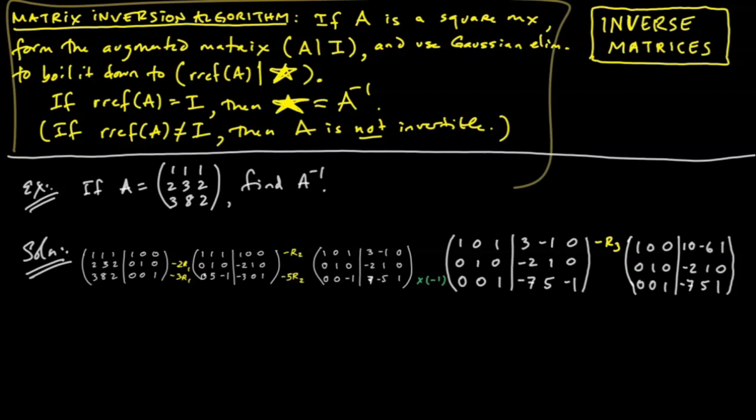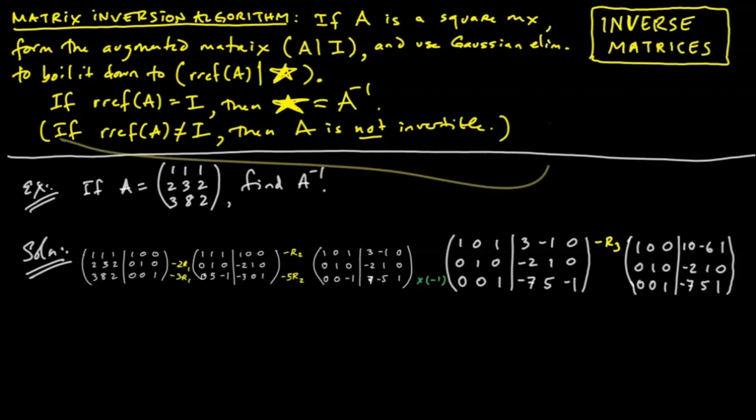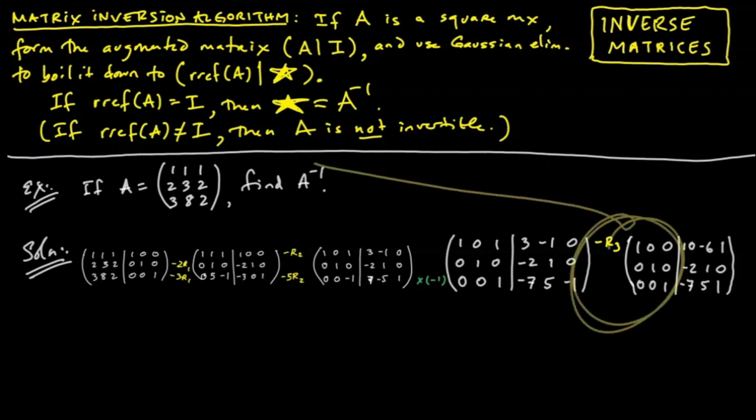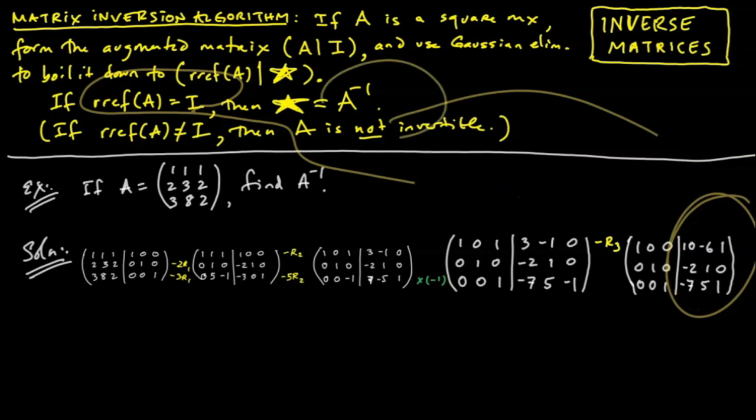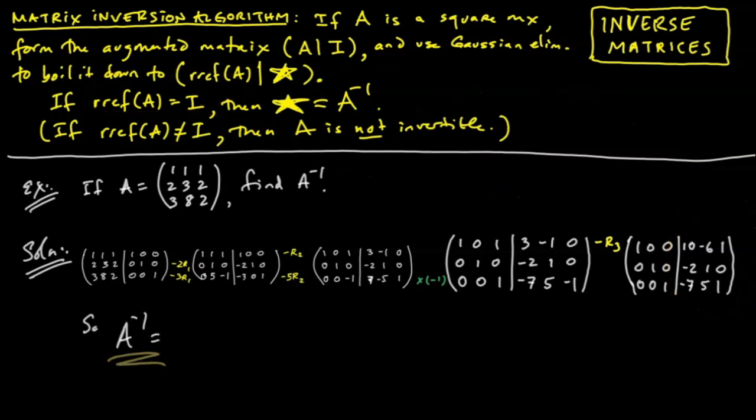Well, our matrix inversion algorithm tells us that since we have reached the identity matrix on the left as our reduced row echelon form of A, then the stuff on the right must be the inverse matrix. So A inverse is going to be that matrix.